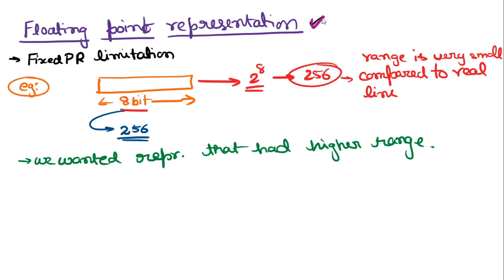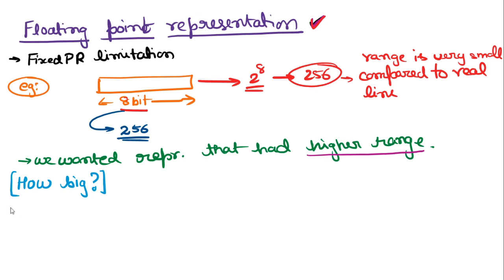Okay, and first of all, floating point representation provides a higher range, right? Now the question will come, how high or how big is the range compared to that of fixed point representation? We will get to know about it when we discuss how this number representation works, how we represent a number using this particular representation scheme.